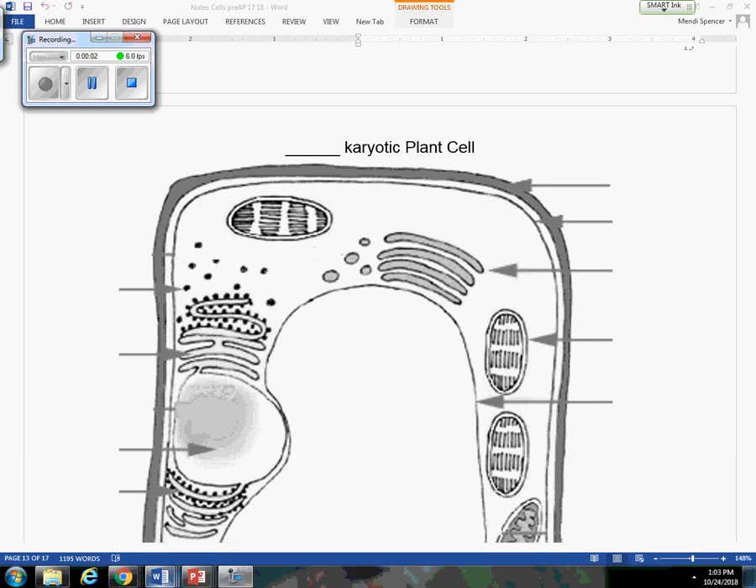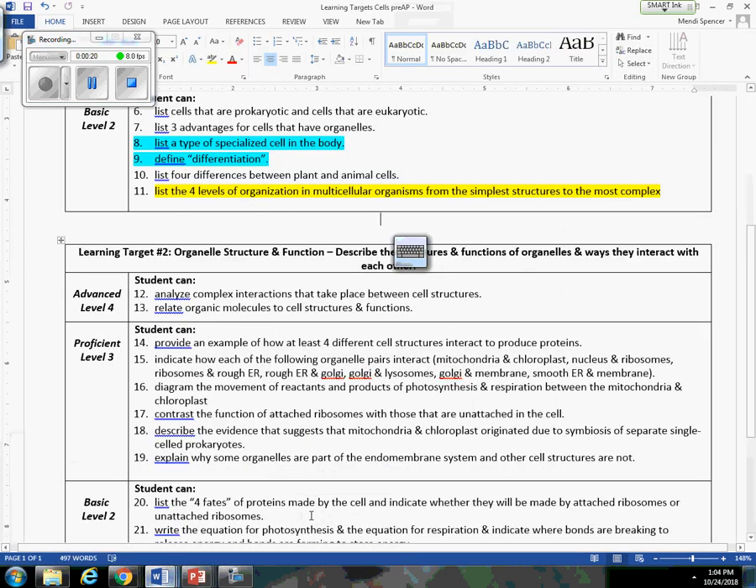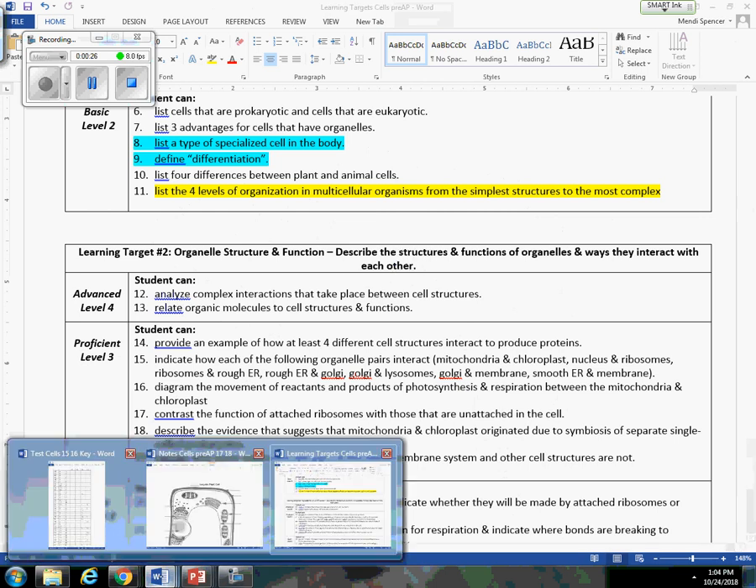So this is going to be the last part of notes for this unit. We're going to go through and make sure that you have the labels on your plant cells and animal cells and prokaryotic cells, because you need to be able to tell me what each cell part does, but you also need to be able to recognize the cell parts from the diagram. And then we have one learning target that we're going to look at, which is highlighted here. List the 4 levels of organization in multicellular organisms, going from the simplest structures to the most complex.